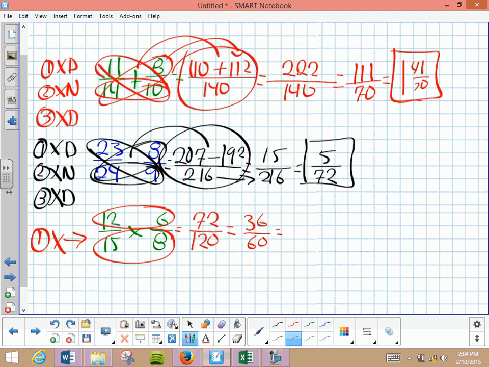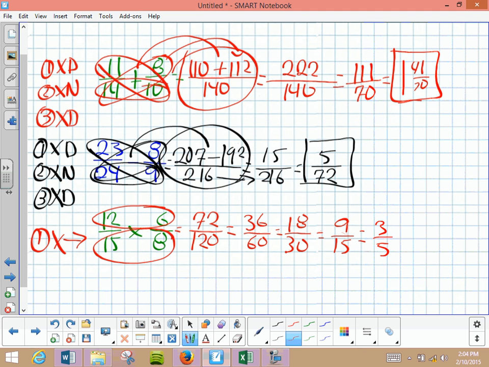No. Isn't it 18 over 30? 18 over 30, and then 9 over 15, and then 3 over 5.